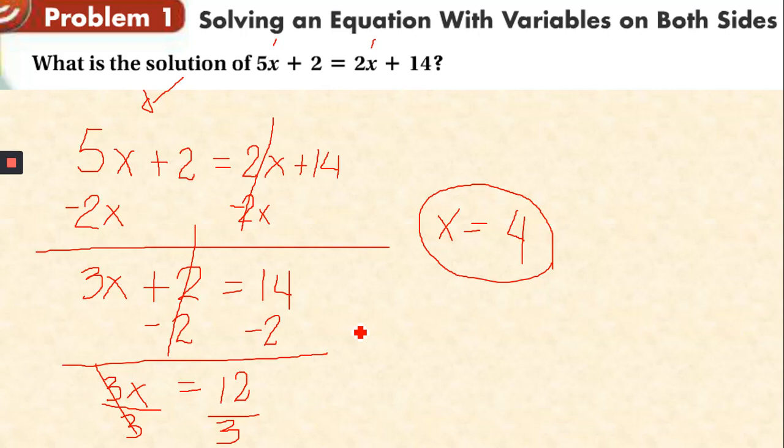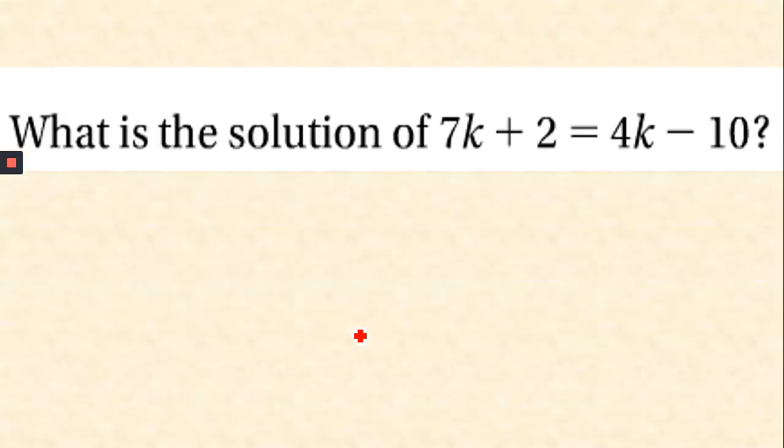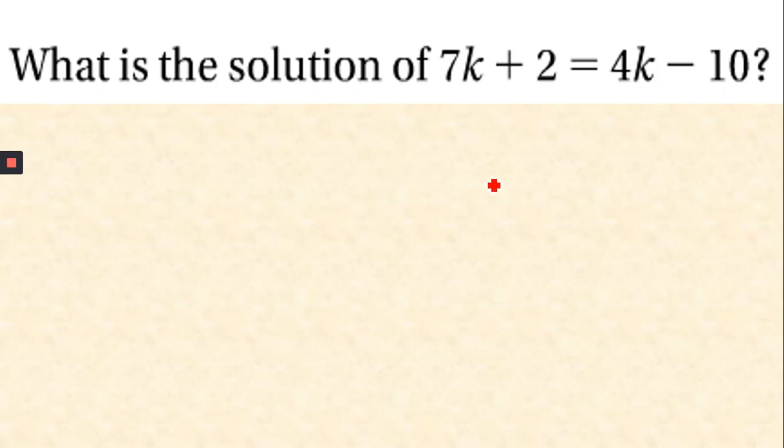Okay. Let's consider another example. We have here, what is the solution of 7k plus 2 equals 4k minus 10? We have here variables on the left side and on the right side. Let us put all together the terms with variables on one side of the equation. From our previous example, we put all together on the left side. This time, let us try to put 7k on the right side. So we need to get the opposite of 7k, and that is negative 7k.